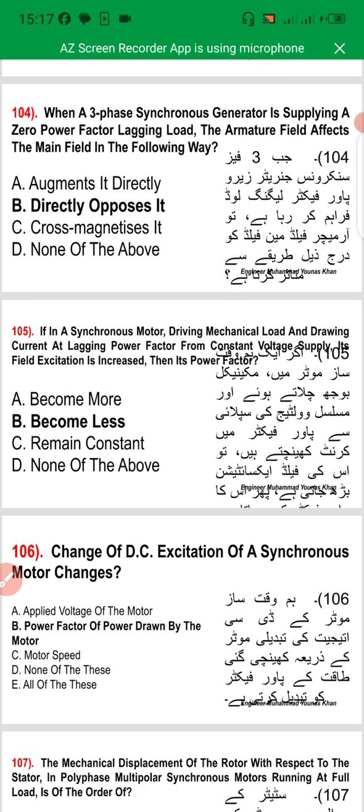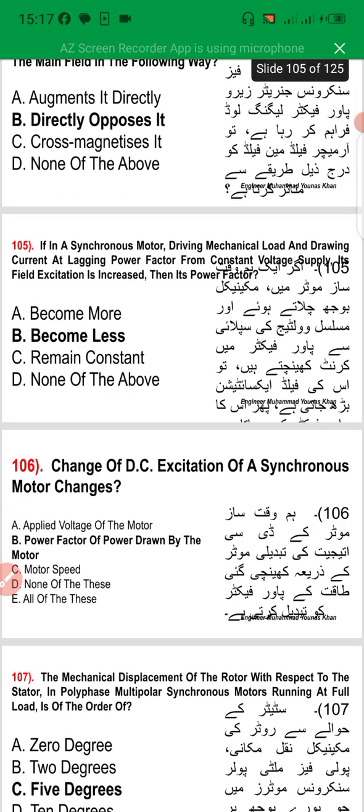The speed of a synchronous motor always remains constant when a three-phase synchronous generator is supplying a zero power factor lagging load. The armature field affects the main field in the following way: directly opposes it.